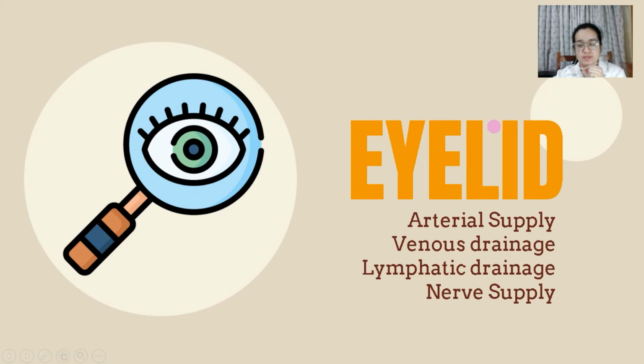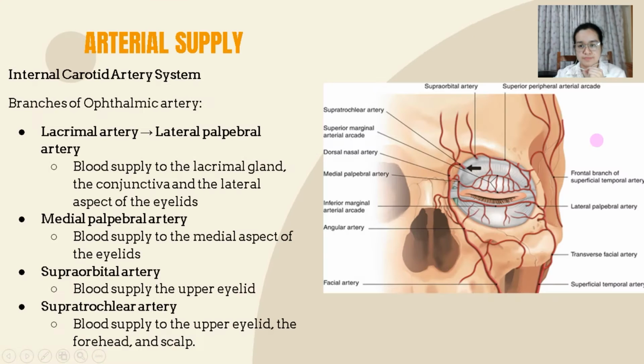Good day, everyone. We are going to discuss the arterial supply, the venous drainage, the lymphatic drainage, and the nerve supply of the eyelid. First, we are going to discuss the arterial supply of the eyelids.